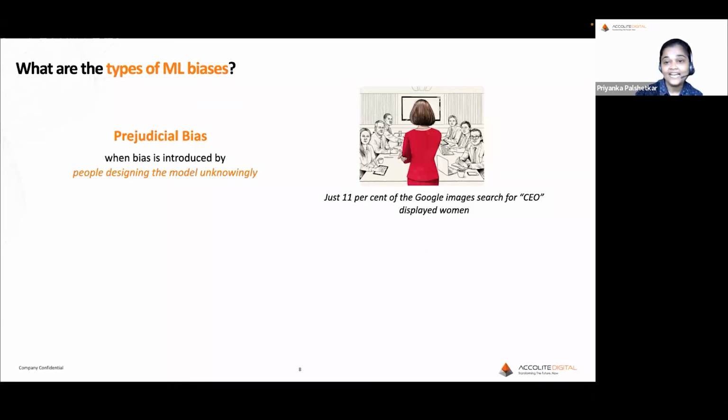Now, the second type of bias is sampling bias. We know that data is the core of any machine learning model. And how we collect this data to train our model can also lead to bias being introduced in our machine learning models. Now, a sampling bias results from an error in the early stages of development of our machine learning model. That is, when we are gathering and cleaning the data.